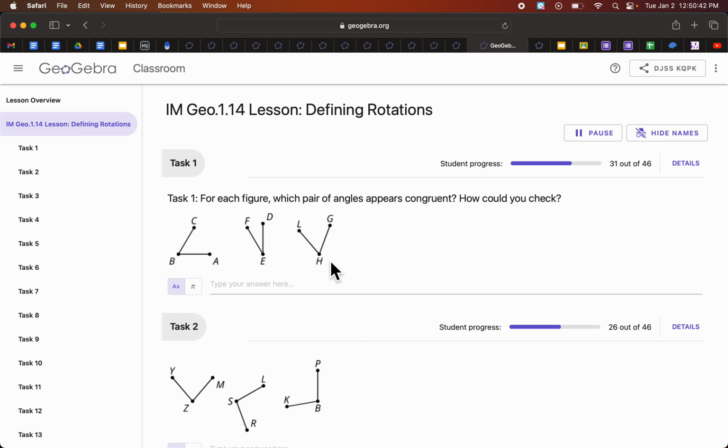Now, if we look at these, which ones look like they're congruent? Well, this one and that one might be congruent, right? And we could check by doing the same thing we did last time. See if they match. Move B over to H and then rotate it up until C touches L. And if A lands on G, boom, there you go. They're congruent, right? These are obviously not congruent, and these are obviously not congruent. This is way too skinny of an angle to match either one of those.